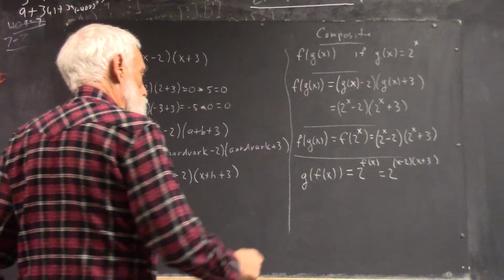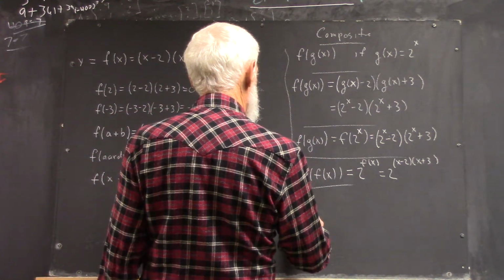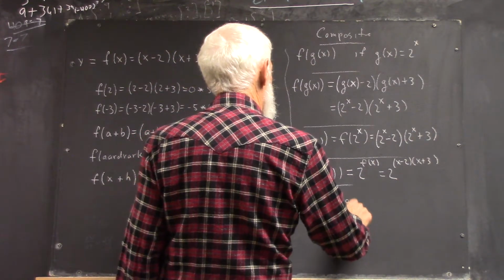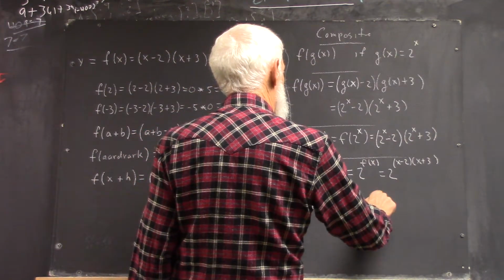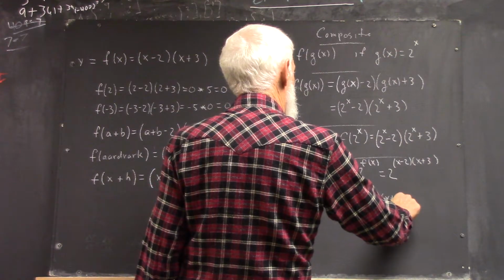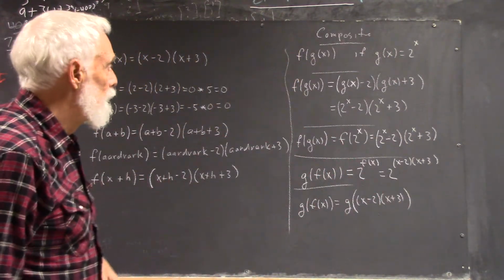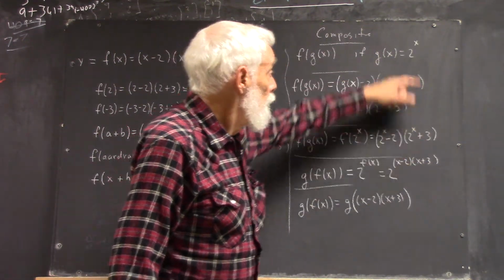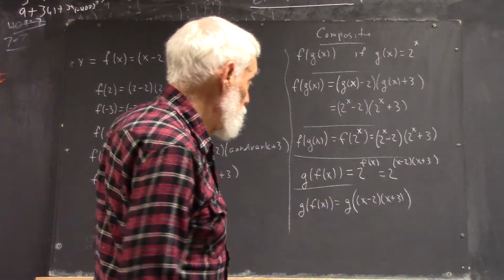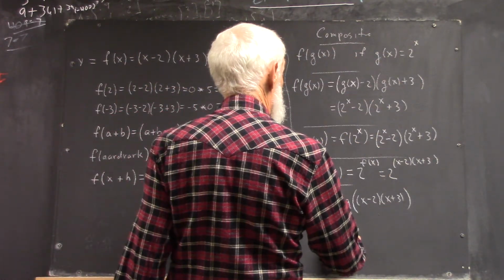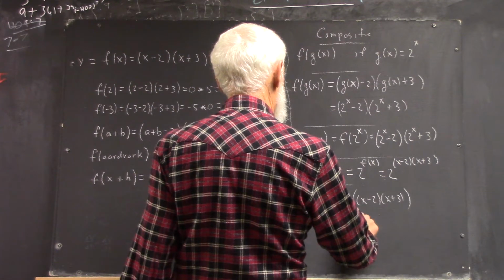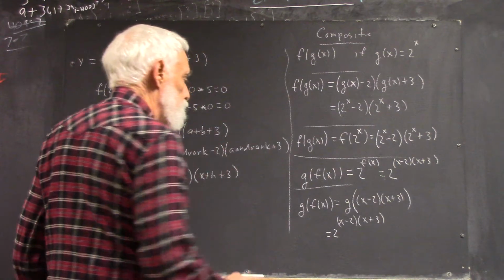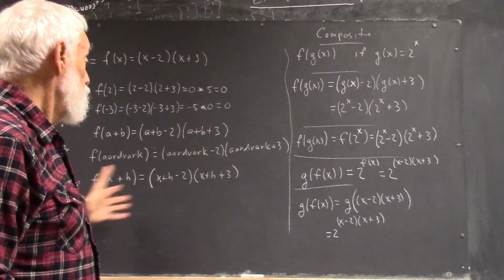But we could also have written this g of f of x equals g of x minus 2 times x plus 3, in which case this x is replaced by x minus 2 times x plus 3. So this x needs to be replaced by x minus 2 times x plus 3. We get 2 to the x minus 2 times x plus 3. So there we have it.